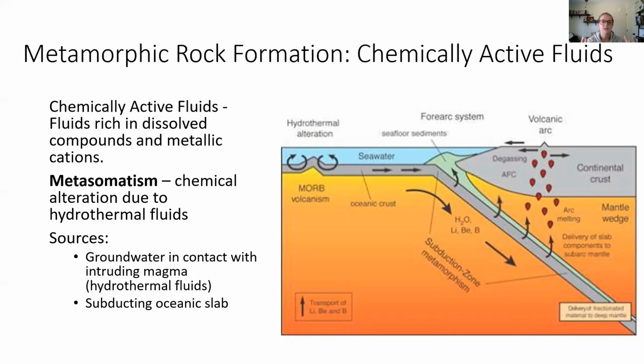So these really hot fluids that have a lot of dissolved compounds within them are circulating through cracks and faults and things like that. And when that groundwater, or that chemically active fluid, comes in contact with other rocks, it can cause metamorphism. Right? This is very common at subducting oceanic slabs or anywhere where groundwater is coming into contact with intruding magma.